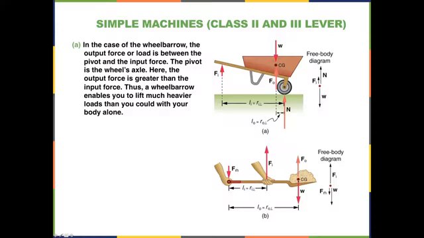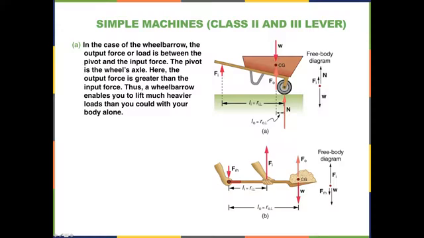Now, a third class lever is similar to the second class lever in that both forces are on the same side of the pivot, but the input and the output are reversed. Here, the pivot's back here.